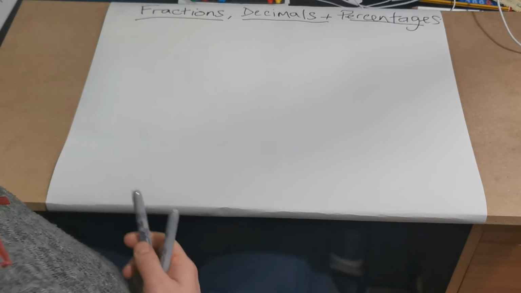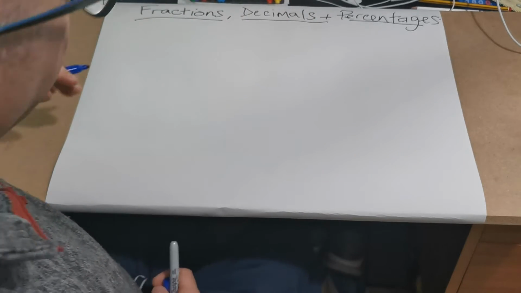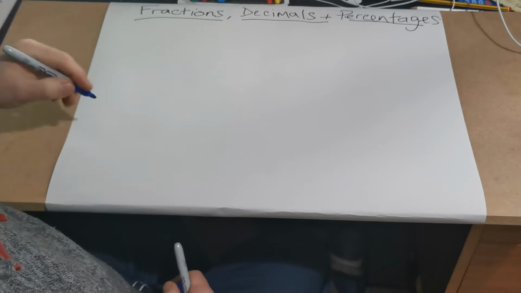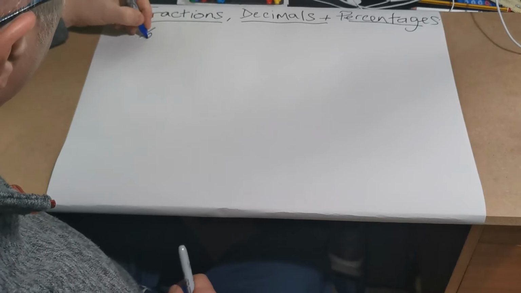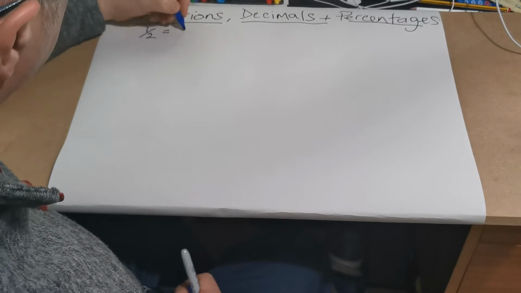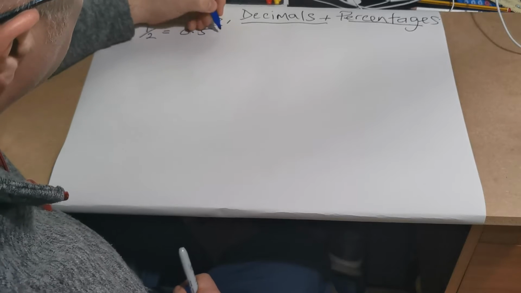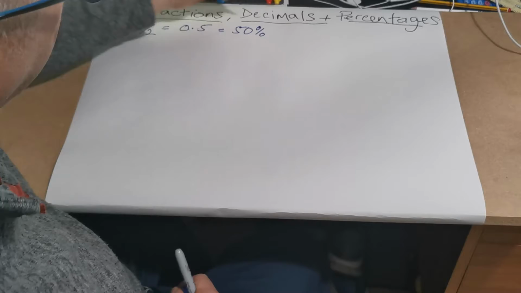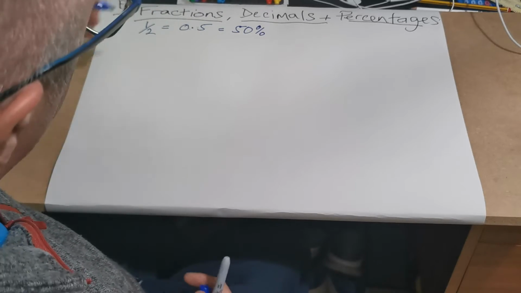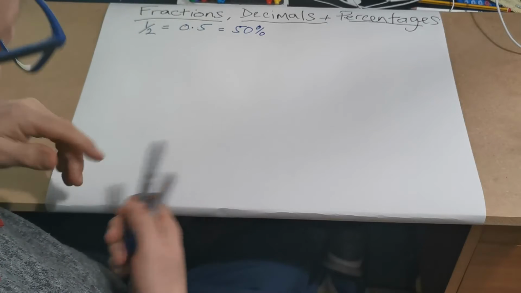Hello there. Today I'm going to talk about fractions, decimals and percentages. Now throughout your school career you've known some basic ones that are the same. So you know that a half is equal to 0.5. That's also equal to 50%. So basically they're a way of checking the same amount for each in several different ways.